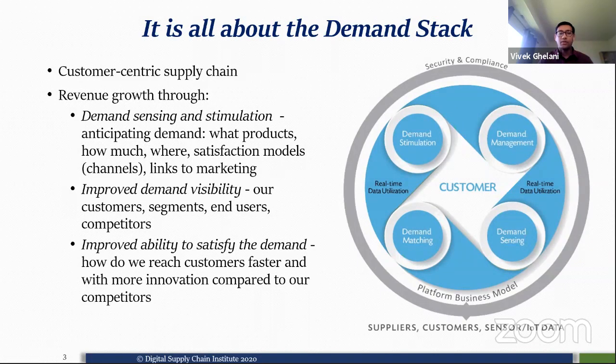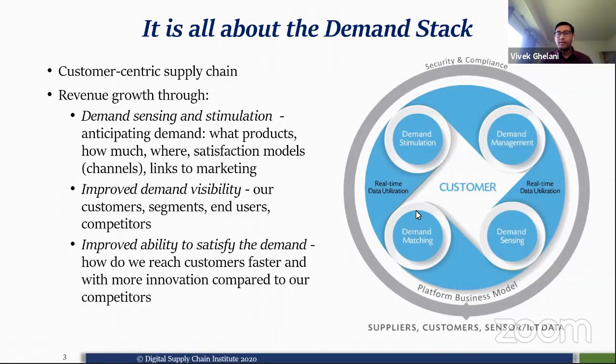And the third thing I think a company is trying to improve is the ability to satisfy the demand. Once you identify the demand in your supply chain, you need to make sure that your company or your supply chain can deliver those products in time with the quality that the customer wants.